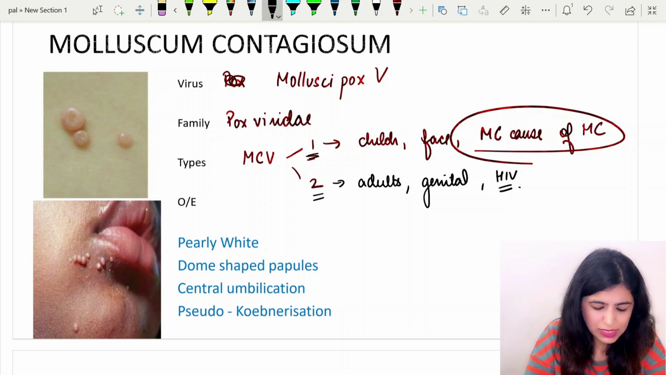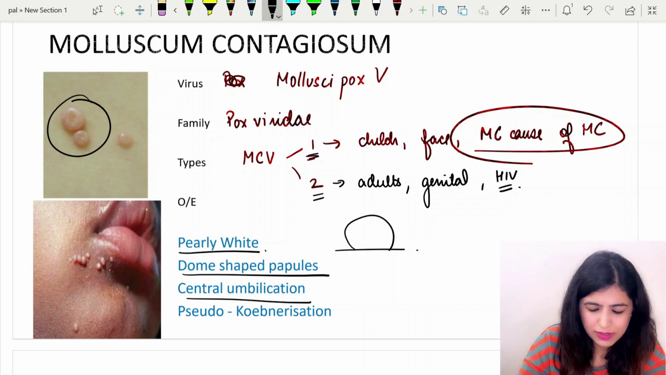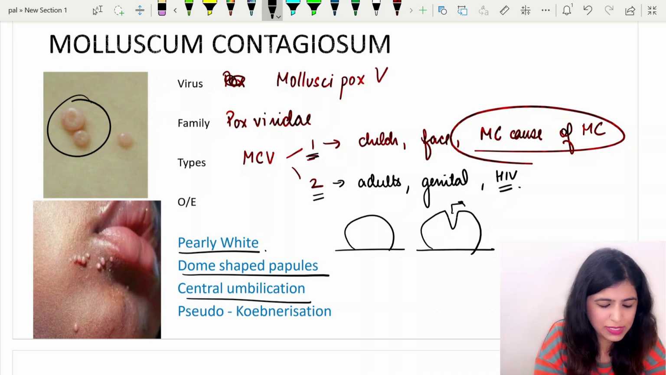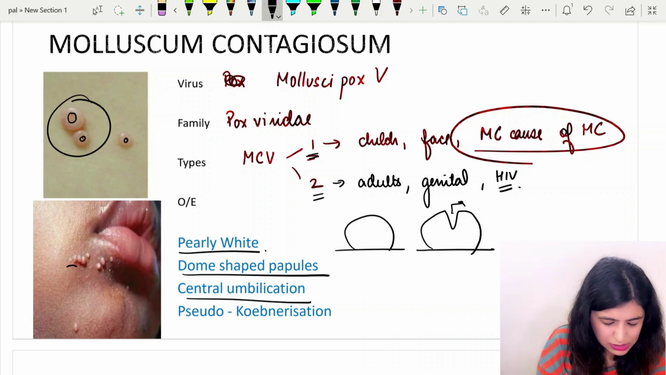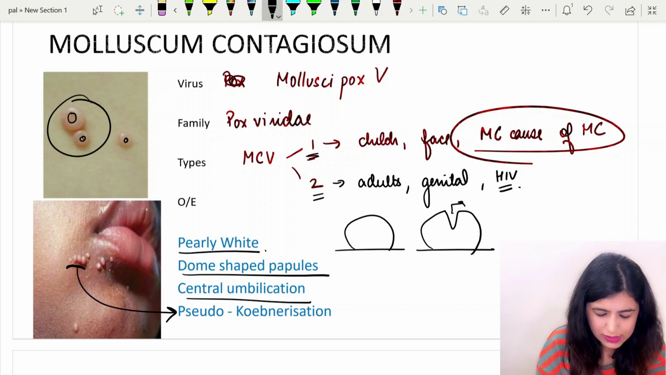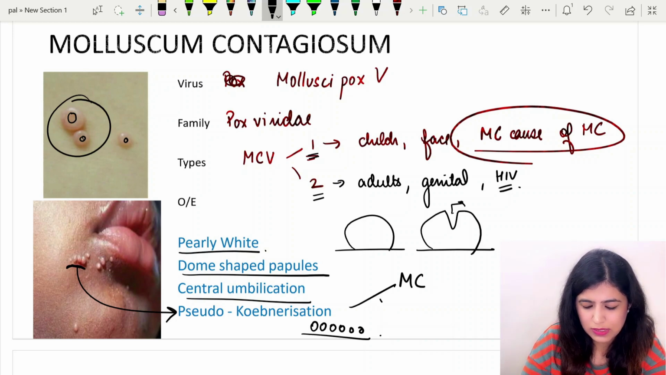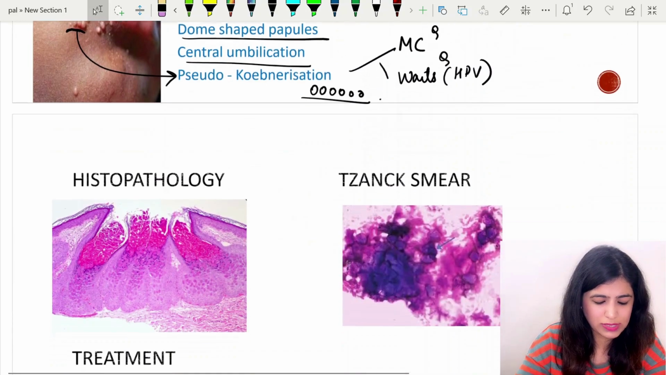On examination, what you see is pearly white, dome-shaped papules with a central umbilication like you see here. If from the side a papule looks like this, the one with central umbilication will look like this. So this is the central umbilication which you see as a dot on these molluscum lesions. Then you see these present in a line. This is pseudo-Koebnerization, lesions present along the lines of scratching. Pseudo-Koebnerization is seen in molluscum contagiosum and also in viral warts caused by HPV. So that's another important question from molluscum.